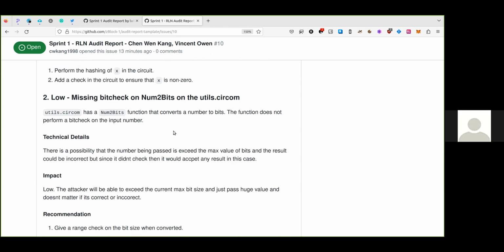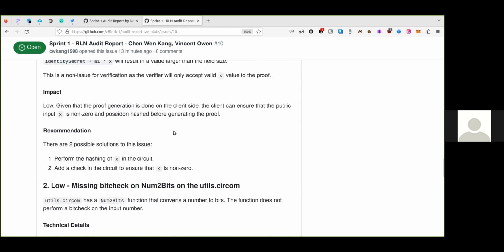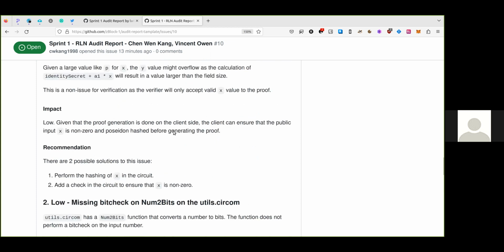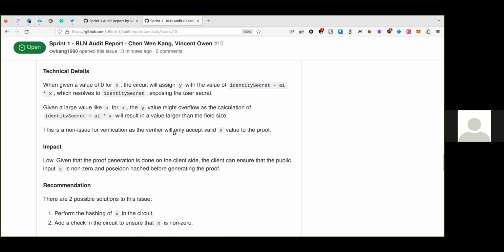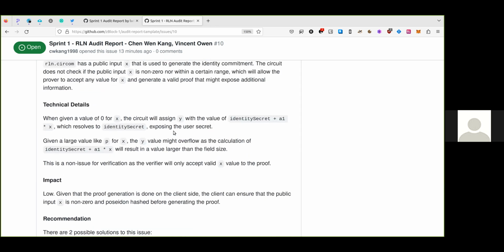Yeah, for the first, I think we discussed it also in the chat, but for the second, I honestly don't understand for now. What bit check is missing? Sorry, on what value? Give me a second.